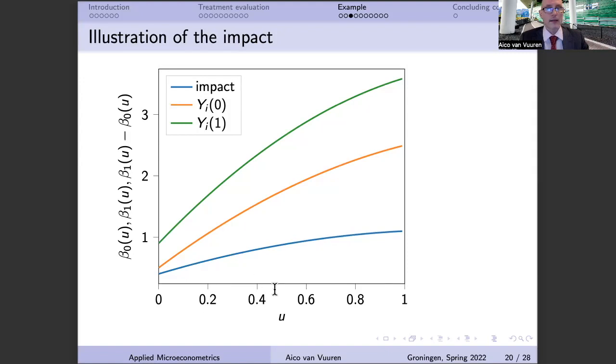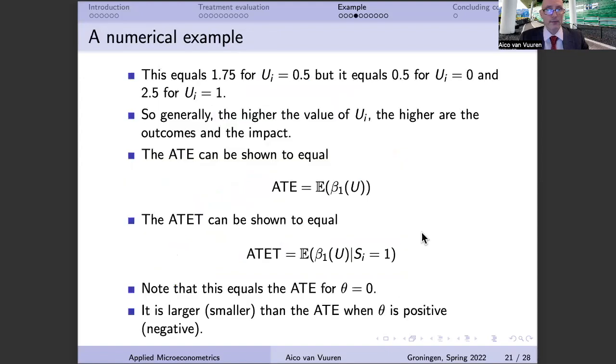And that means that at the moment that we're going to look at the average treatment effect among the treated, we are going to take an average over the individuals over here, whereas at the moment that we're going to look at the average treatment effect, we take the average over the full population. So it makes sense that, since the treated individuals are the ones with higher betas, the higher impacts, the average treatment effect among the treated should be larger than the average treatment effect.